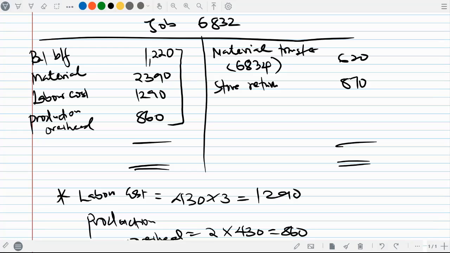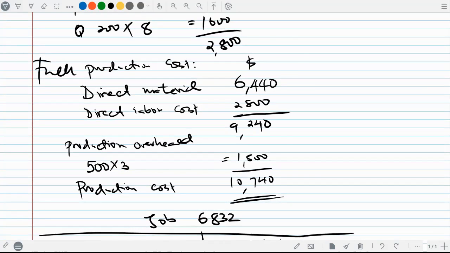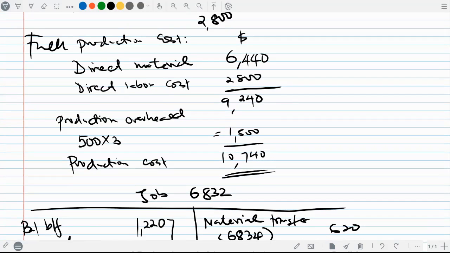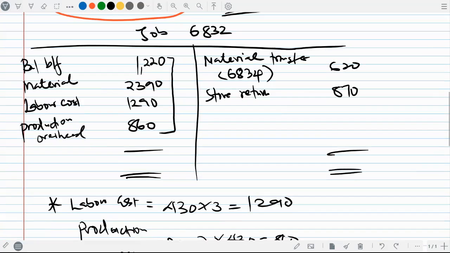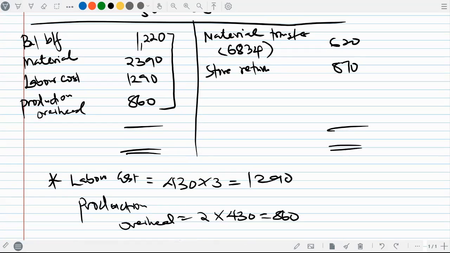If you remember the table you just prepared, yes, here it is. We only include the production cost. If we have any non-production cost, then we are going to summarize it in part B. Clear? Yes. Okay. Total production cost, therefore, is how much? Or the sum from the balance brought forward all the way to production overhead. You get how much?